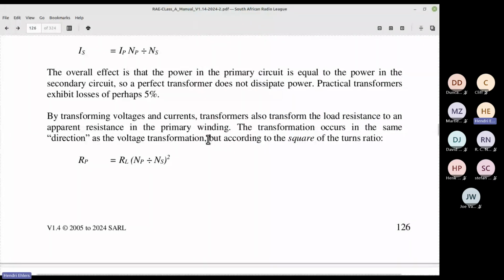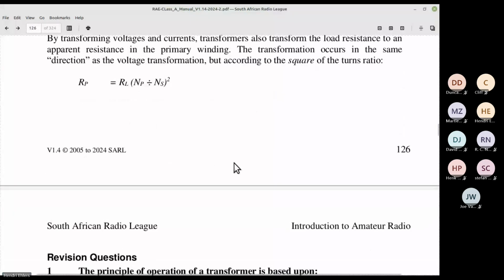By transforming voltages and currents, transformers also transform the load resistance to an apparent resistance in the primary winding. The transformation occurs in the same direction as the voltage transformation, but according to the square of the turns ratio. So there's that formula that they constructed just now again.